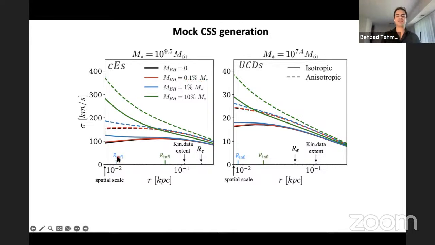So when we have a black hole less than 1%, or very small, like 0.1% of the total stellar mass, this radius, the black hole influence radius, will fall below our resolution, or kinematic resolution. So basically, we cannot constrain the black hole. Later, I will show it in detail.